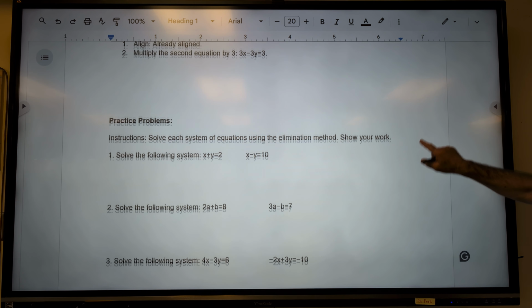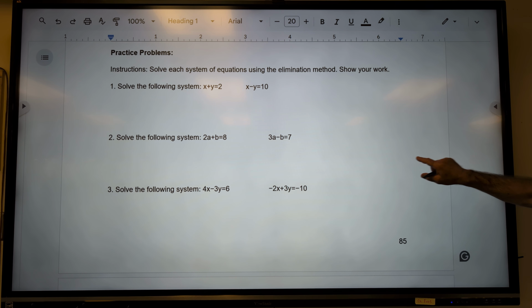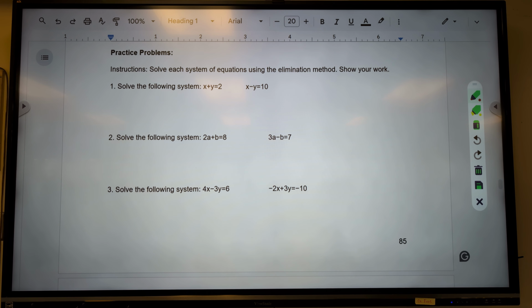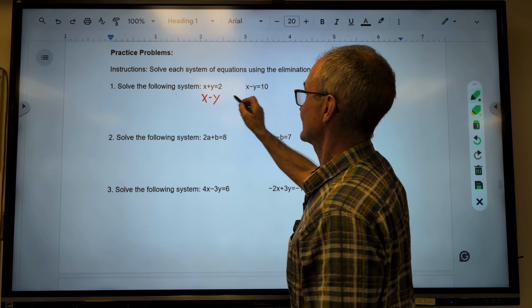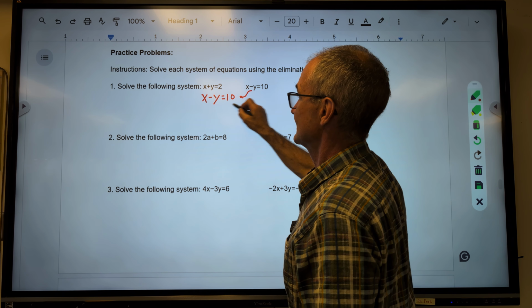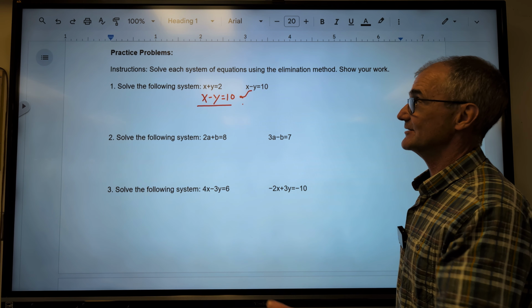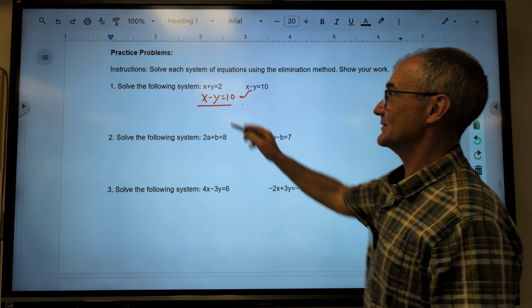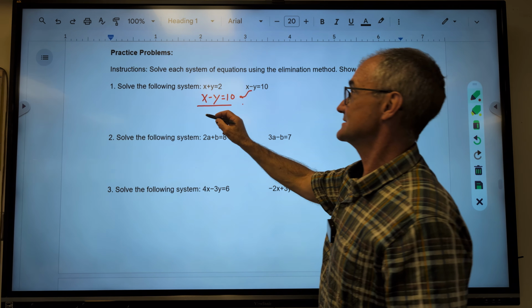Okay, here are some practice problems. We want to line these up and see if we have to multiply. This first one's pretty easy. I'm just going to put that x minus y equation right there. So I just move that over there. They are nicely aligned. I don't have to multiply. My y's are going to drop out. I'm going to add those equations together.